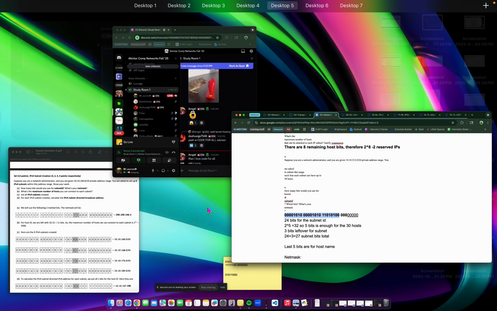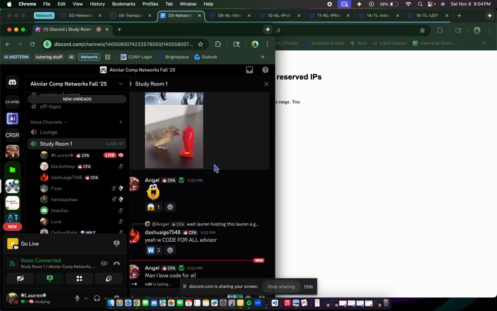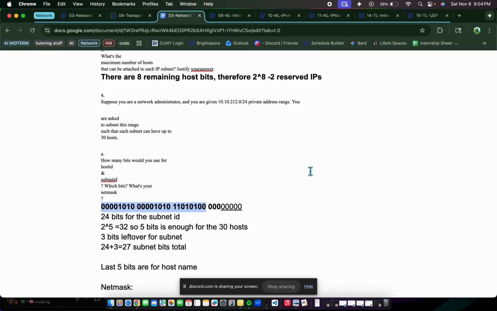Sorry, can I ask something really quick? Yeah, absolutely. Are we always given the number of bits? Yeah, you're always going to be given this /24. Okay, thank you. No problem. So you're either going to be given the number of hosts that you want or the number of subnets you want, and you're going to have to find the other one by yourself.